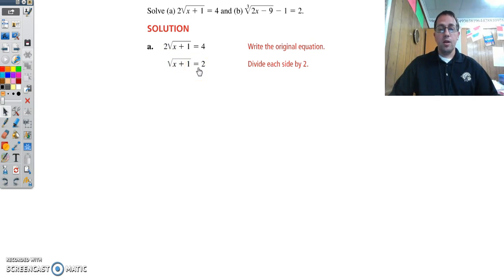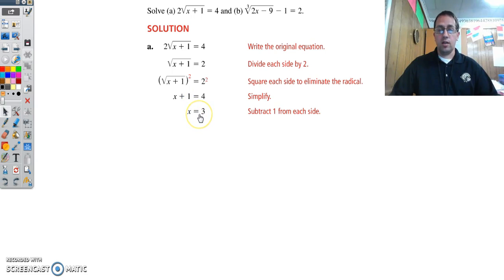and that gives us the square root of x plus 1 equals 2. Now we have the radical all by itself, so we're going to undo square rooting. The opposite of square root is to square. So we're going to square both sides. That's going to cancel out our square root and give us x plus 1 equals 4. So subtract 1 from both sides and x equals 3. Always a good idea to check it. Take that 3, plug it back in, and it works out to 4 equals 4. So x equals 3 is a good answer.